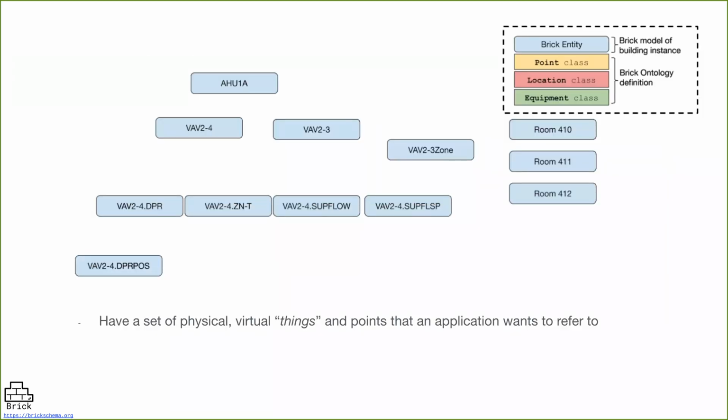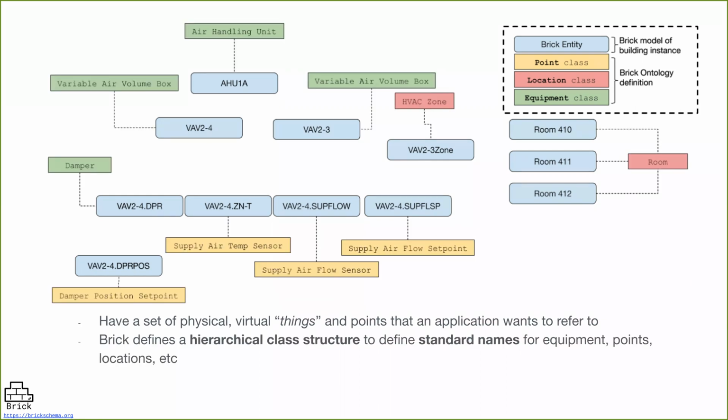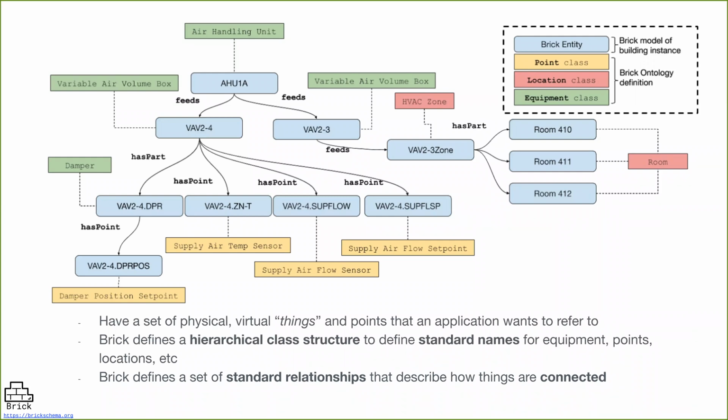To present a simple example, we start building our graph up from the entities, the physical, virtual, and logical things, and points that the application wants to be able to refer to. That's in blue here. For each of those, we can attach a class pulling from the Brick class structure. So we have a definition for the variable air volume box, there's a definition for supply airflow set point, and so on. And then lastly, using the feeds, hasPoint, hasPart, and hasLocation relationships, we can build up the semantic graph of how this building or these particular systems are put together.